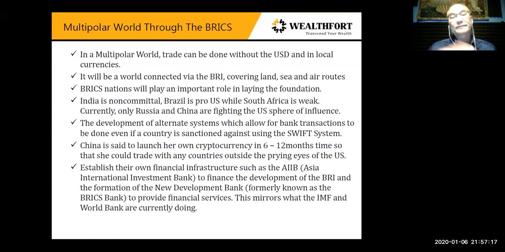It's unbacked, it's not backed by anything. But it allows China to actually use the cryptocurrency to trade with countries that are being sanctioned, and establish their own financial infrastructure, such as the AIIB, Asia Infrastructure Investment Bank, to finance the development of the BRI, and the formation of the New Development Bank, formerly known as the BRICS Bank, to provide financial services.